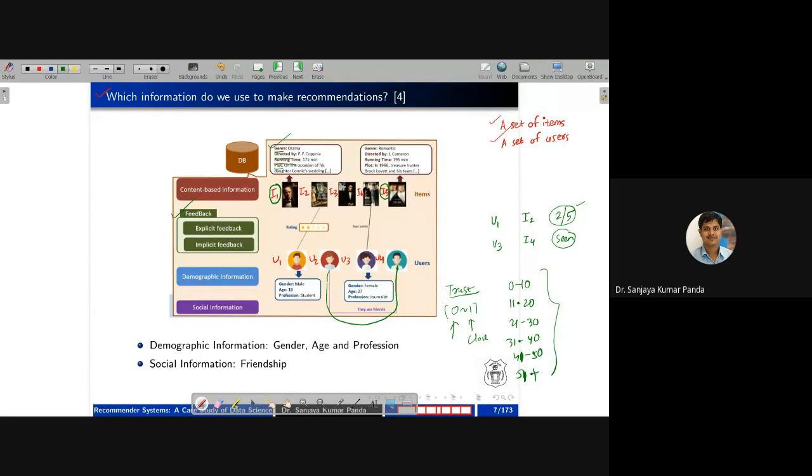Because if your close friend suggests something, you are definitely following that. Your friend suggested watching a particular movie, and definitely in the weekend you are planning for that particular movie. Okay, so whenever we purchase a particular product also, we ask different people who are in our circle, and based upon their feedback we purchase that particular item. So social information is also very much important.